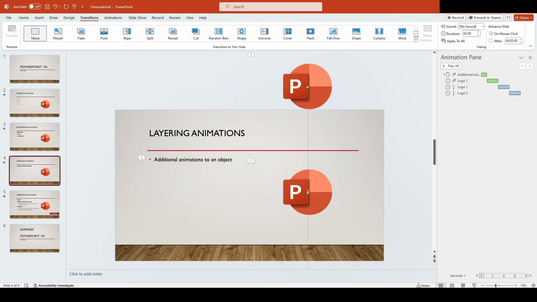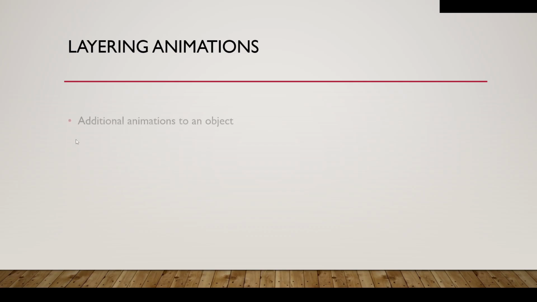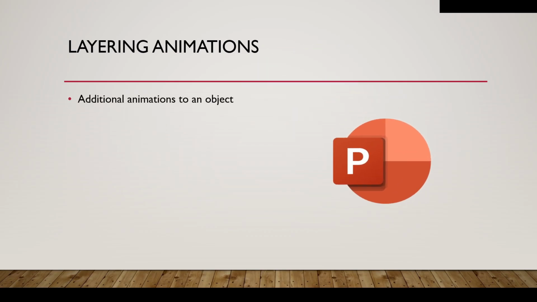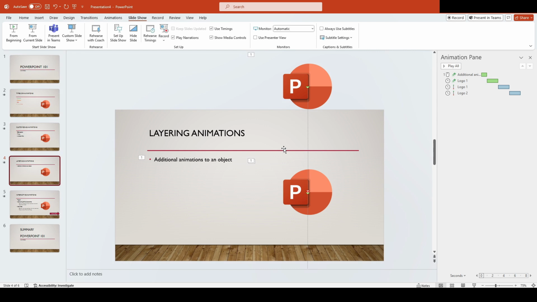Layering animations, these techniques, they allow us to apply multiple animations to a single object. Let's look at what this one is doing, and then I'll show you what we did in the animation. So what we have here is we have two things going on. This one starting on a mouse click on click is adding additional animations to an object. And then we have this object. Logo 1 has two different animations here, and then logo 2 showing up afterwards.